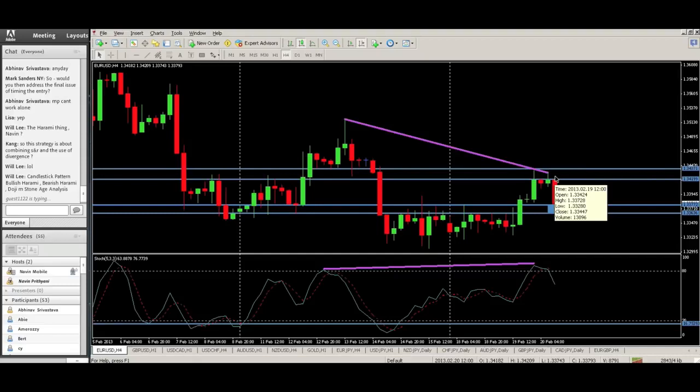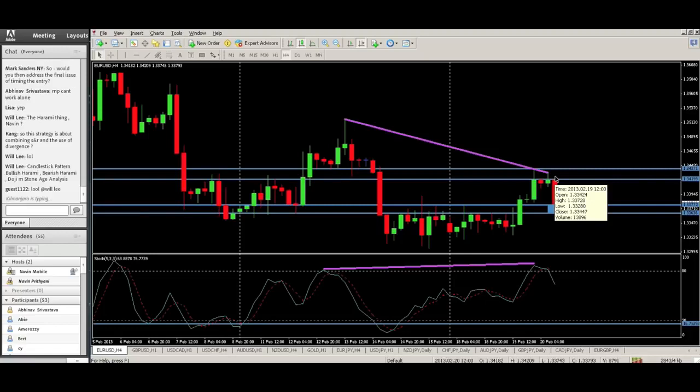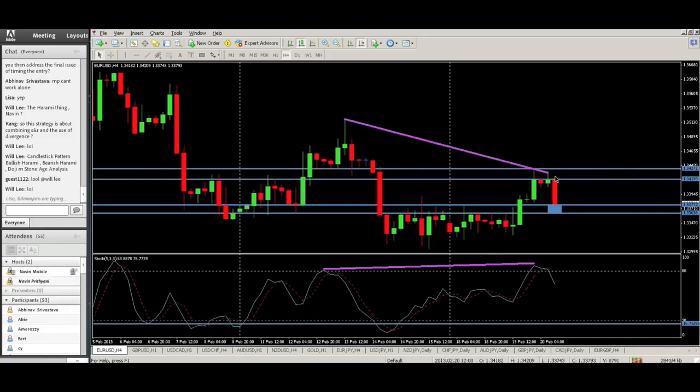Candlestick patterns, bullish harami, bearish harami, doji. Oh, no. They're all pretty much the same thing. It's a headache.